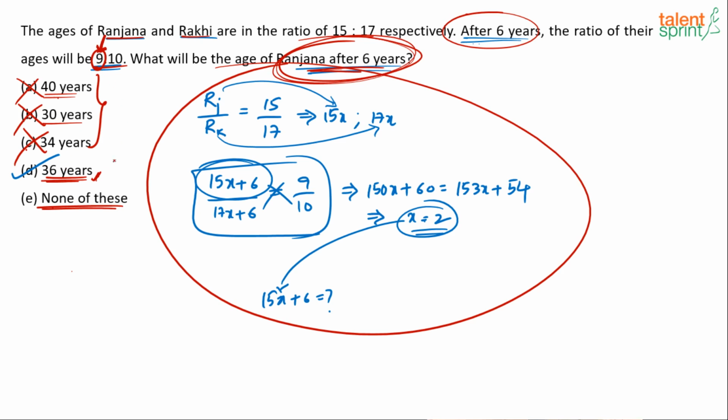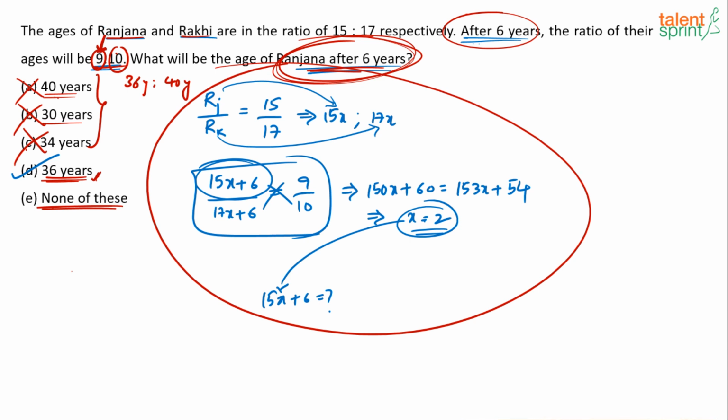9x is equal to 36, or 9y equals 36, or 9n equals 36, whatever it is, right? So what will be the value of each part? 4. Each part is 4. So what should be Rakhi's age after 6 years? 40 years. So basically this 9:10 now becomes 36 years and 40 years. Actual values. We know the actual values. 36 years and 40 years.